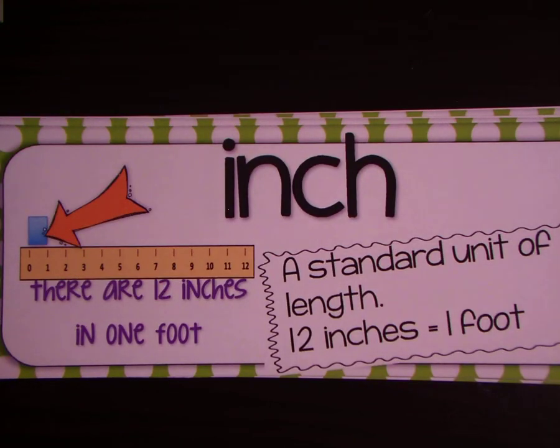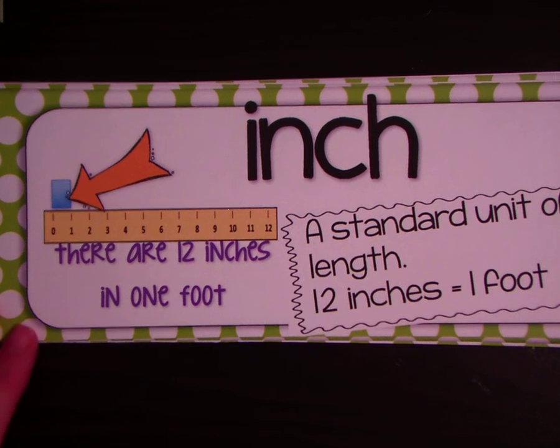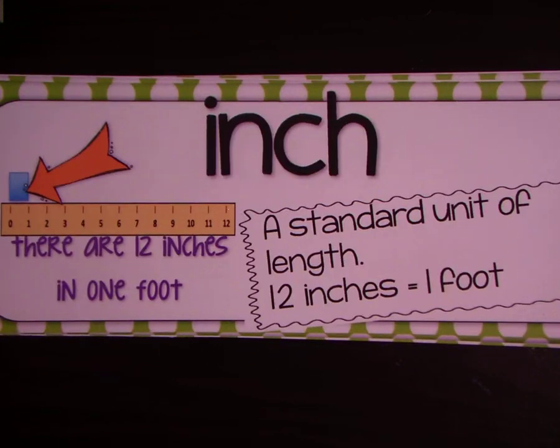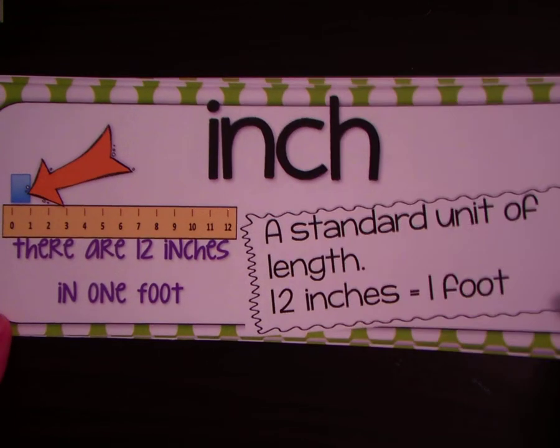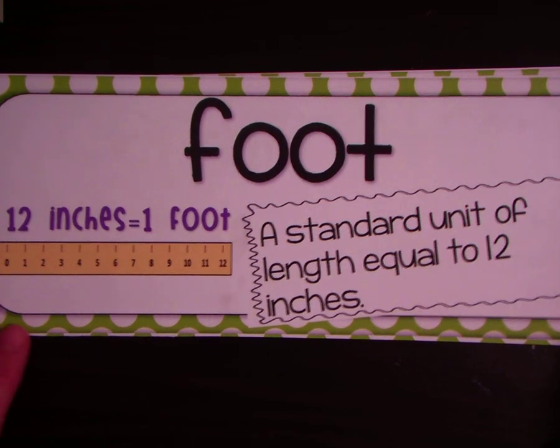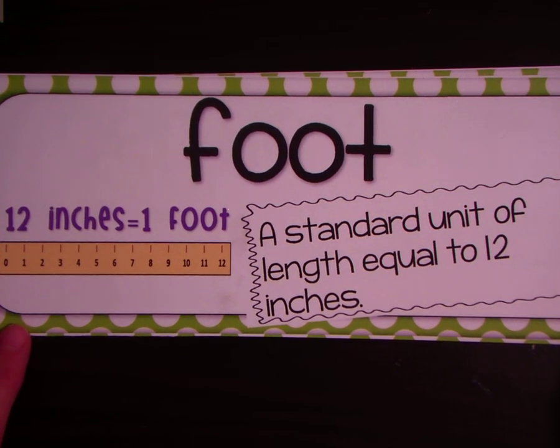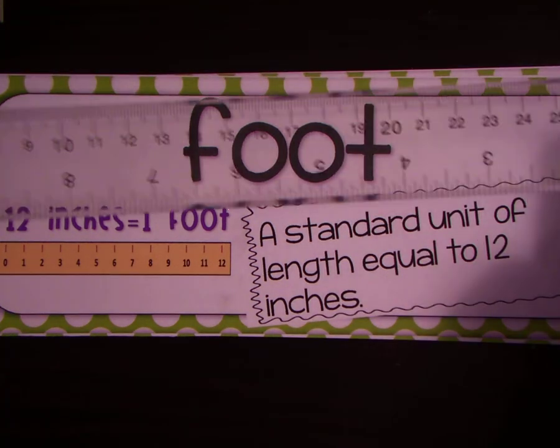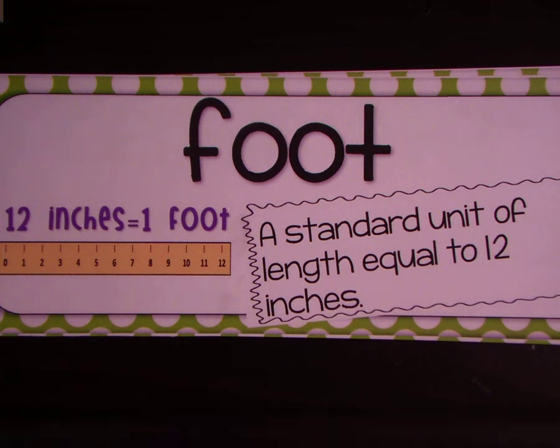We have talked about inches. We know that there are 12 inches in 1 foot, which is the length of your ruler. And when we go into yards, a yard is 3 rulers long. So it's like putting 3 of these rulers side by side to make a yard.